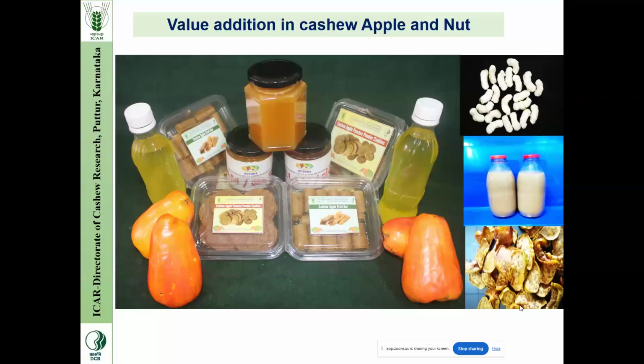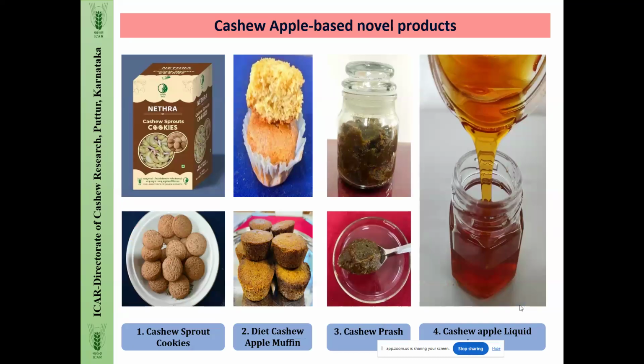That is cashew apple pomace powder cookies, cashew apple fruit bar, cashew apple based jam and jellies, Cashlime, which is a vitamin C enriched, fortified RTS, ready to serve beverage. We have also standardized cashew apple pomace powder based kurkures, an extruded product of cashew. And these are all the new products which we have standardized in cashew apple as well as nuts.